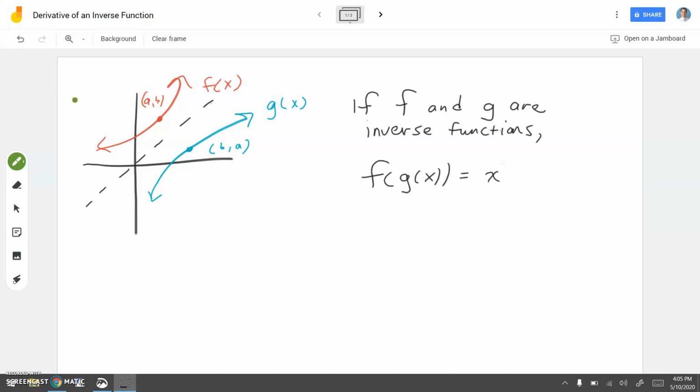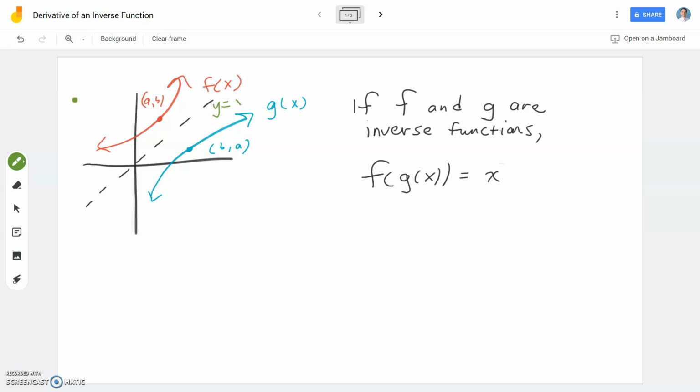One of the properties that you'll notice right away is that when two functions are inverses of one another, they are a reflection of one another about the line y equals x. And one of the corresponding properties of that is that if the point (a, b) is on the graph of f, then the point (b, a) is on the graph of g. That'll come into play in just a minute.